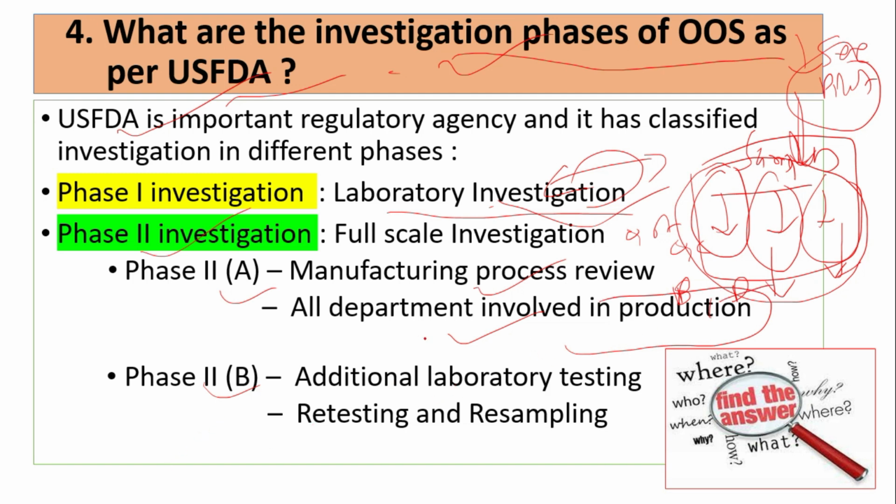And phase 2B is going to be a very large scope to investigate: additional laboratory testing, retesting and resampling. If we are not yet clear at this stage, then we have to do retesting and resampling. This is going to be a very big issue for any pharmaceutical company.